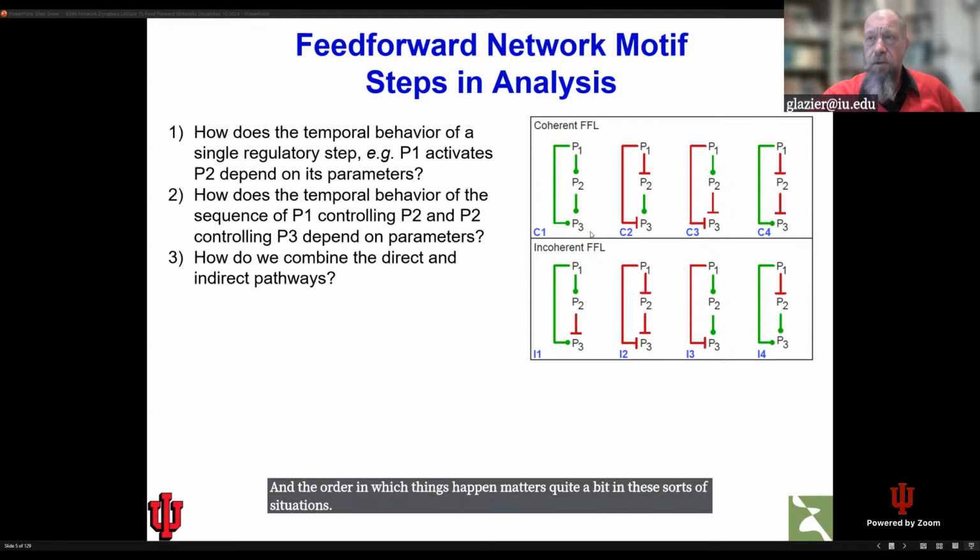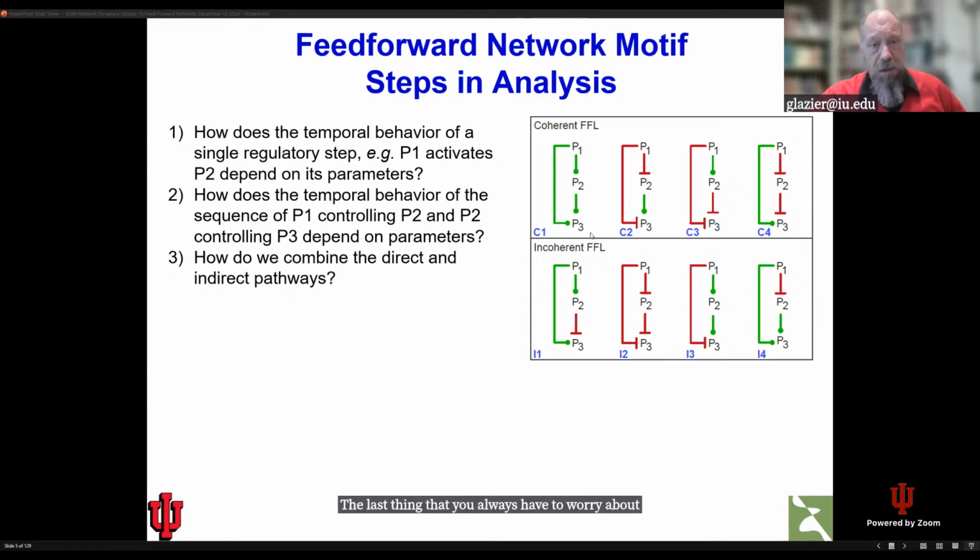The last thing that you always have to worry about, and we talked about this some weeks ago, and I'll reference it very briefly, is if you have two signals coming in at P3, you have to make a decision about how they combine. Do they add? Do they multiply? Do they do something else?